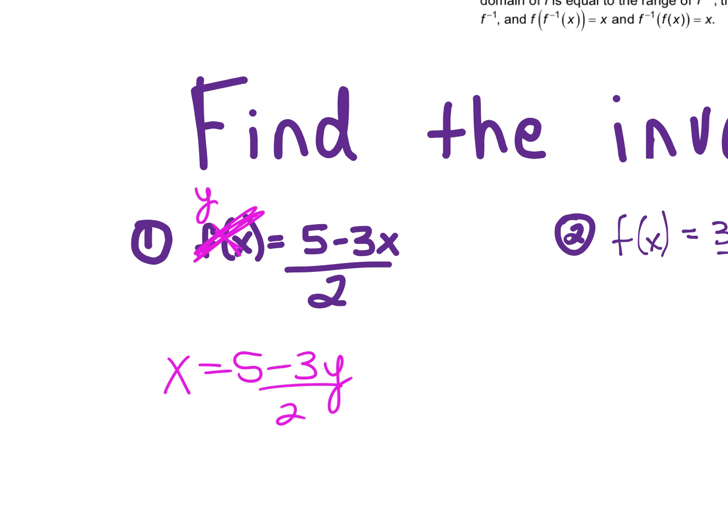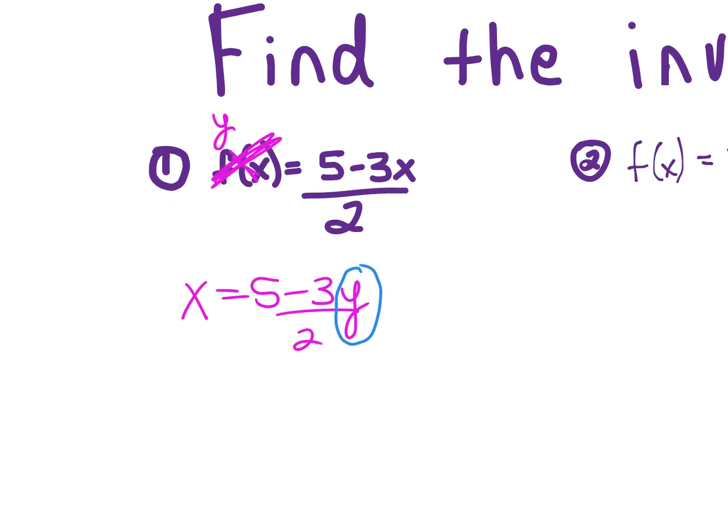And now we're going to solve for y. So I have to undo everything. What am I going to do first? Multiply by 2. What you do to one side, you do to the other. So you have 2x equals 5 minus 3y. Now what?